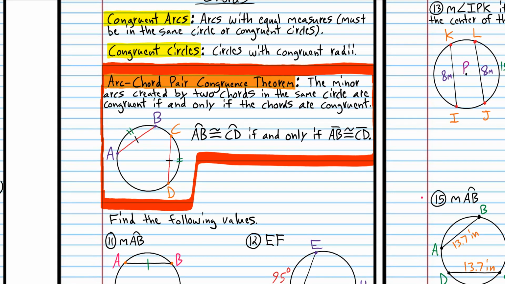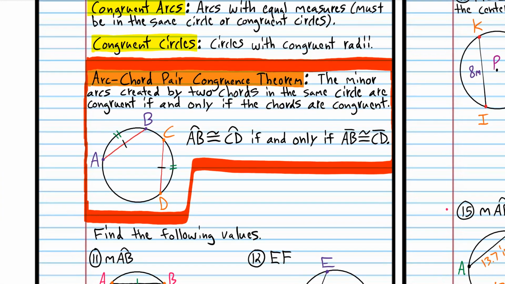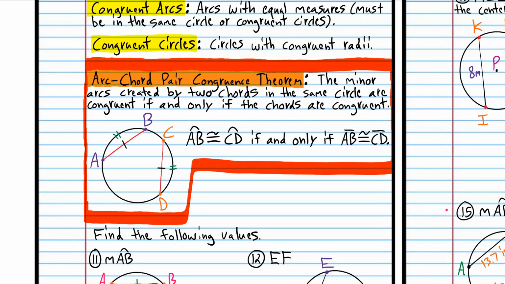Now we're going to learn the Arc-Chord Pair Congruence Theorem. This theorem is actually kind of obvious. It says the minor arcs created by two chords in the same circle are congruent if and only if the chords are congruent. You could write the major arc of that chord, which would be this, but we don't care about the major arc. The minor arc created by this chord is congruent to the minor arc created by this chord if the chords are congruent.